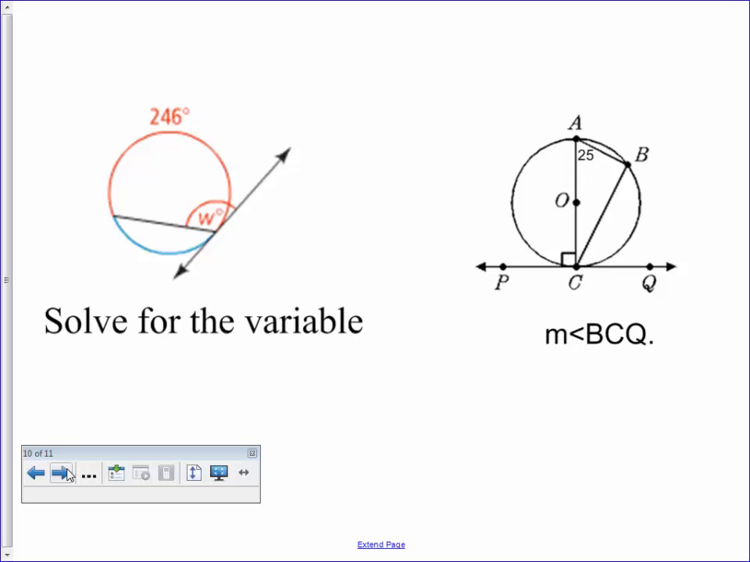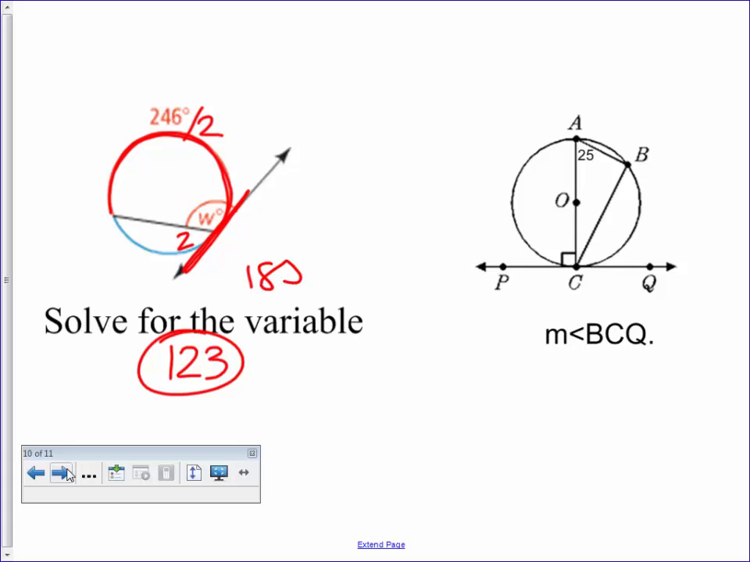So we're trying to find the angle that's associated with the arc 246. Well, divide by 2 because that angle is on the circle, and you get 123. So that's angle W. Now remember, this is going to be a straight line, so if they wanted, let's say that was Z, you would do 180 minus 123 because this tangent line is a line.